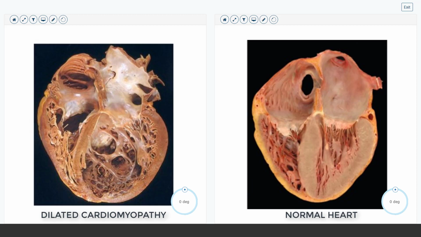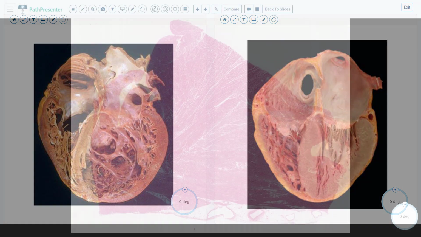You will remember from the lecture that dilated cardiomyopathy has numerous etiologies, and you can't tell the etiology by looking at the gross specimen. In order to determine etiology, you need a clinical history such as a toxic exposure, or you can also do genetic studies. Let's go on to the next case.